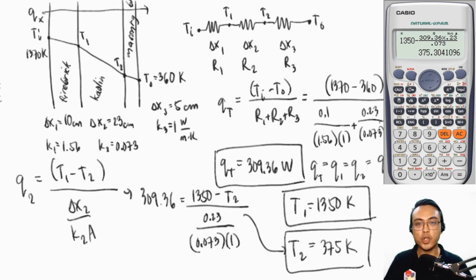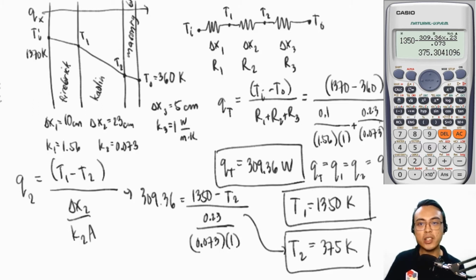Now again, let's check. Does this answer make sense? T2 should be less than T1, but it should be greater than T sub O. At this point, we know that our answer makes sense because 375 Kelvin is in between 350 and 360 Kelvin. So our temperature profile would really look like this, as pictured in this diagram.